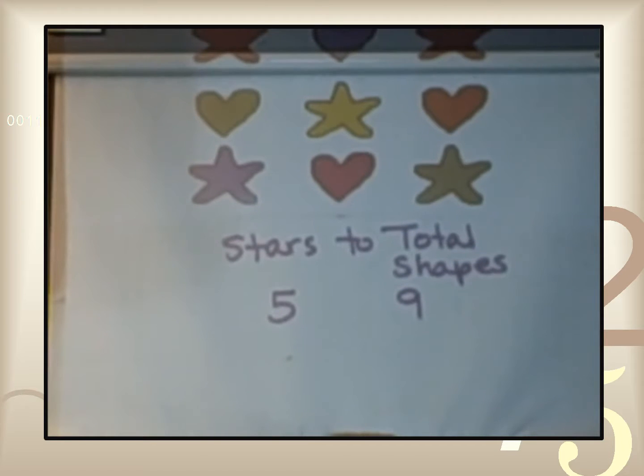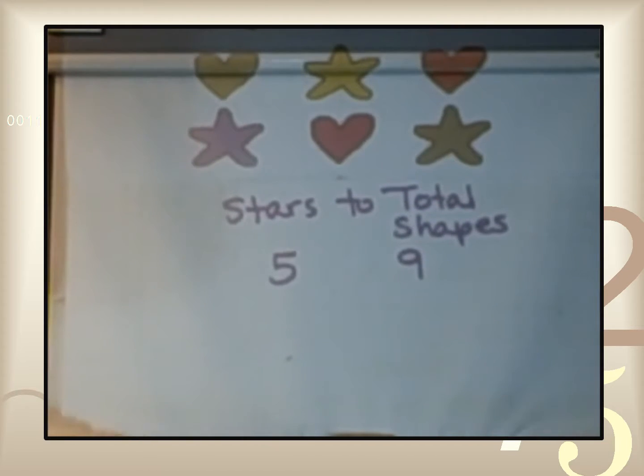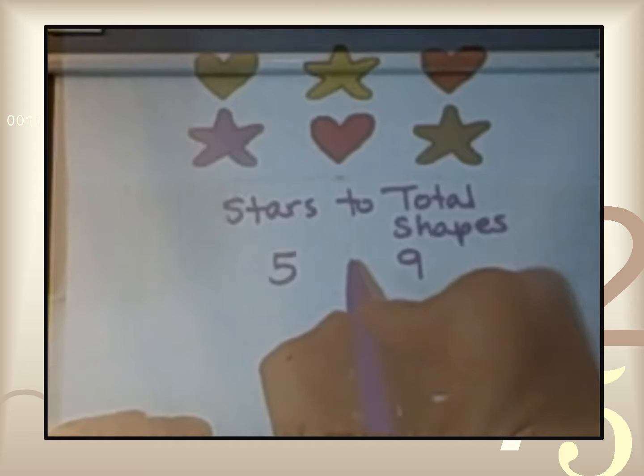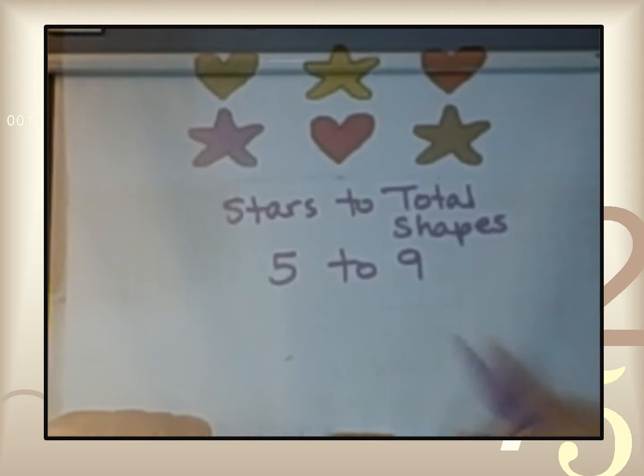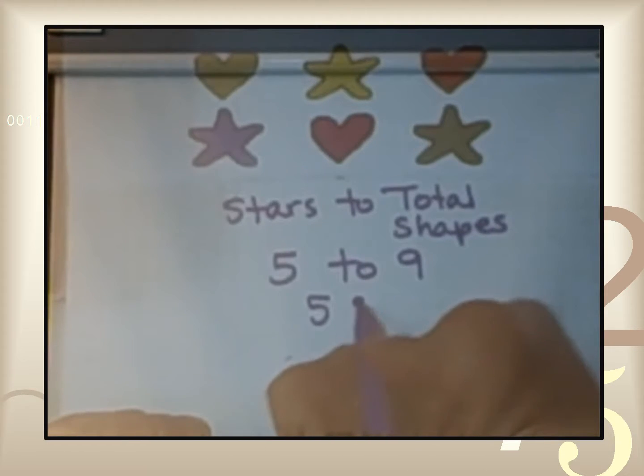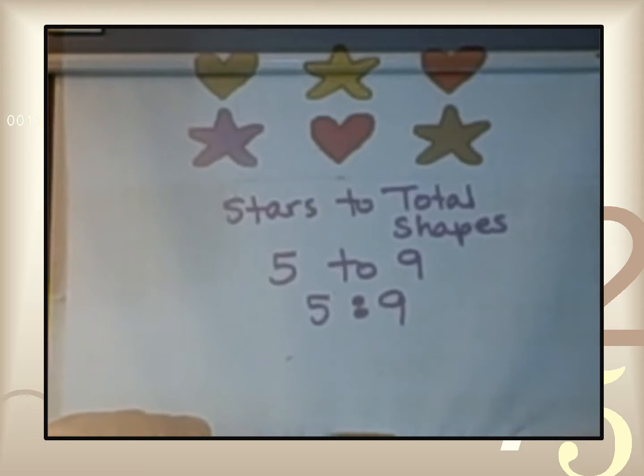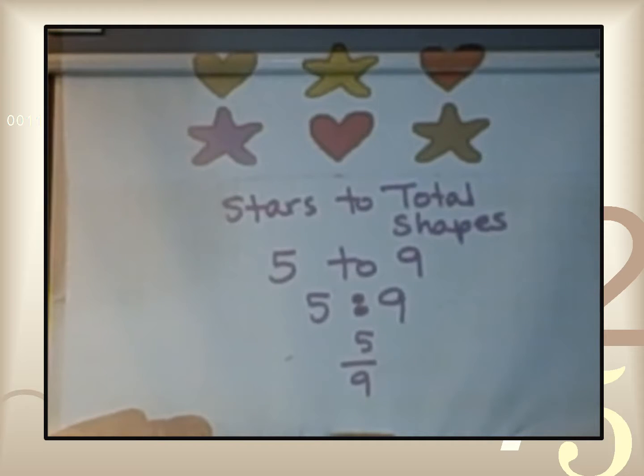So let's go ahead and write this all three ways. The first way, again, is to write it with the word "to." The second way is to write it with a colon. And the third way is to write it as a fraction. Okay? So it looks like our answer would be 5 to 9. With the colon, we would read it as 5 to 9. And as a fraction, we would read it as 5 to 9. Okay? I told you it was pretty easy.